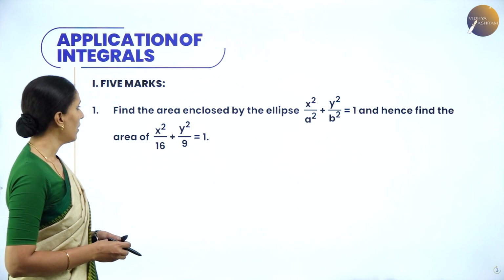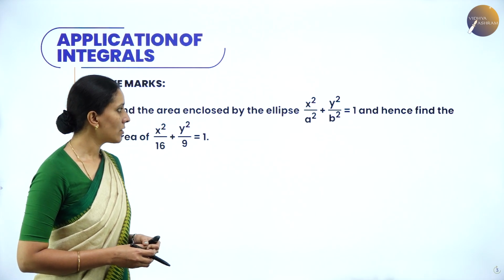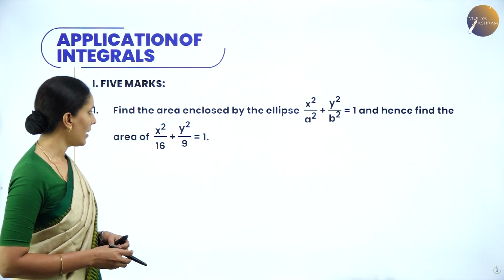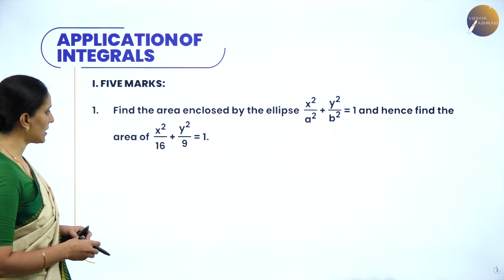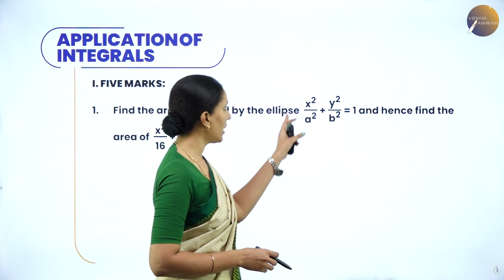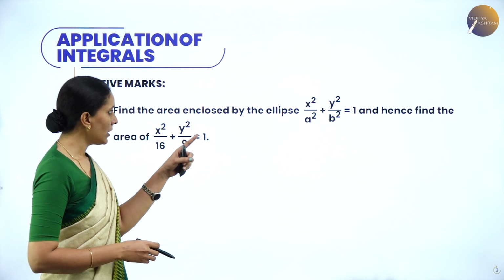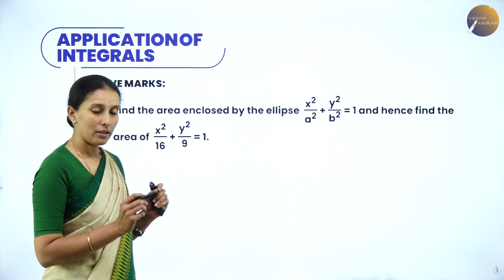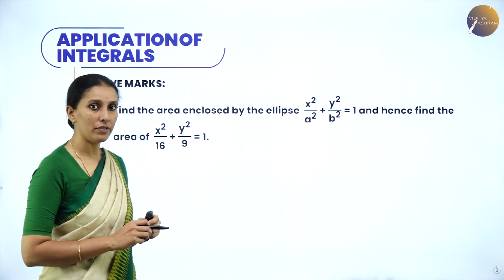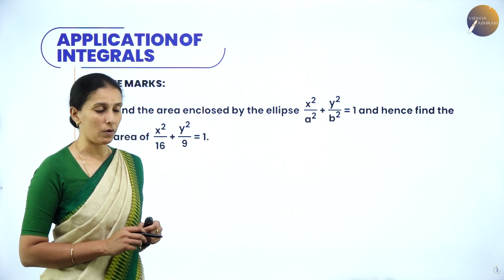So here we have: find the area enclosed by the ellipse x square by a square plus y square by b square equals 1, and hence find the area of x square by 16 plus y square by 9 is equal to 1. So first we will find the area of the general equation of an ellipse, and then using the area formula, which is simplified by the method of integration, we can find the area of the ellipse here given, x square by 16 plus y square by 9 is equal to 1.